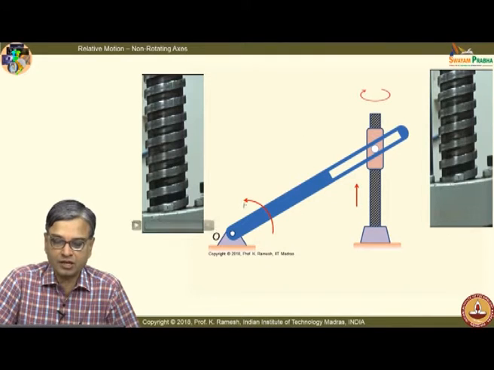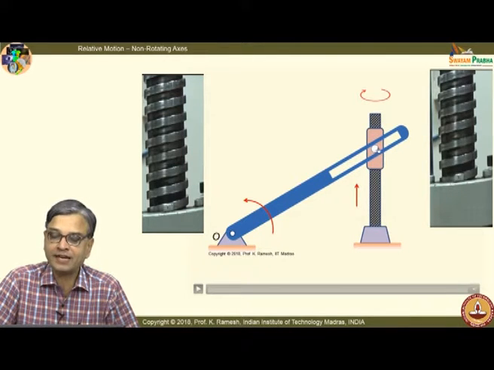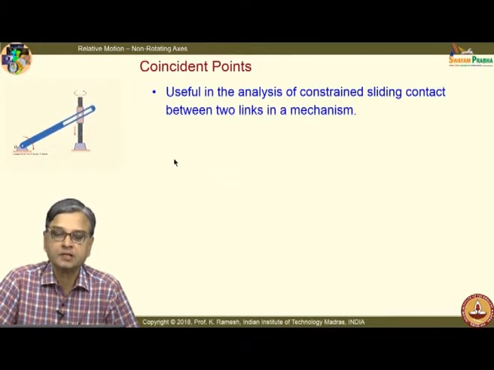What we would look at is that I have a pin on this collar. I would also imagine another point on this slotted member, which is fictitious, which is coinciding with this point. And we would see how the motion takes place. This is useful in the analysis of constrained sliding contact between two links in a mechanism.